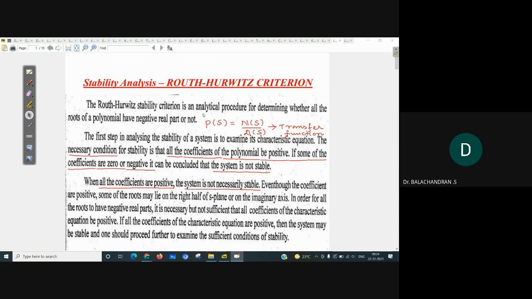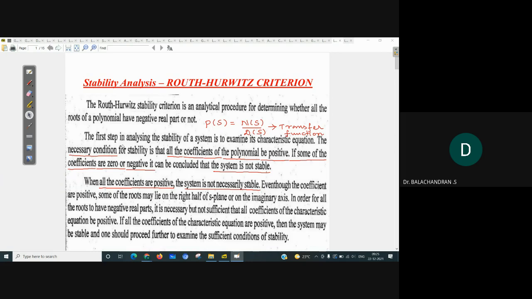The question is why they are concentrated on the negative real part. So there is a connection. For this I will tell you at the end of this slide. There is some connection with why we are considering the negative real part. And I will also send a book, where it is discussed more elaborately.